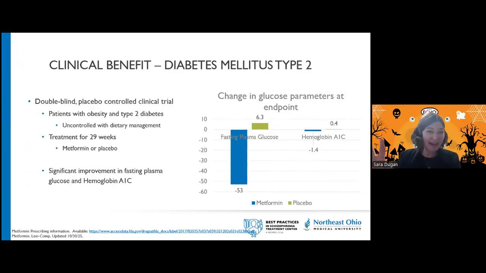So I told you all the bad so far. So why would we even use this? So I'm just going to look briefly at these two clinical trials. So the first one is focused on treatment of diabetes.